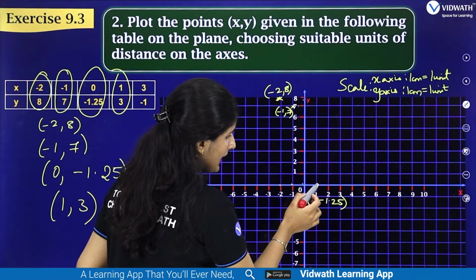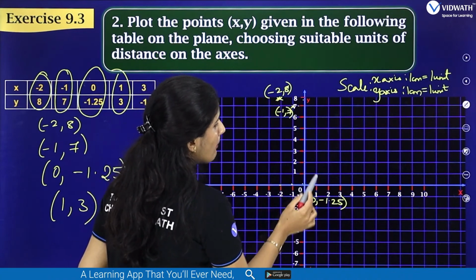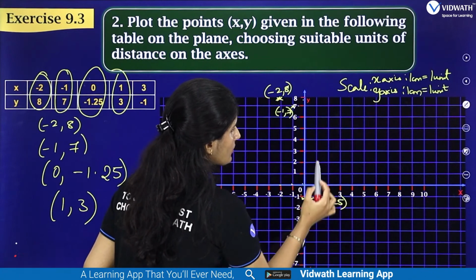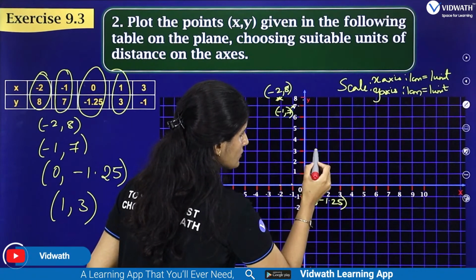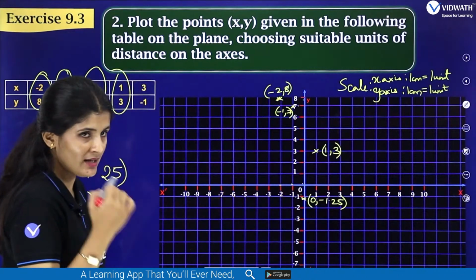The next point, 1, 3. On the x-axis, we have 1 here. On the y-axis, we have 3 here. Therefore, the point will lie on the intersection of the 2 lines passing through x equal to 1 and y equal to 3. So, the point will lie here. So, this point has the coordinates 1, 3.